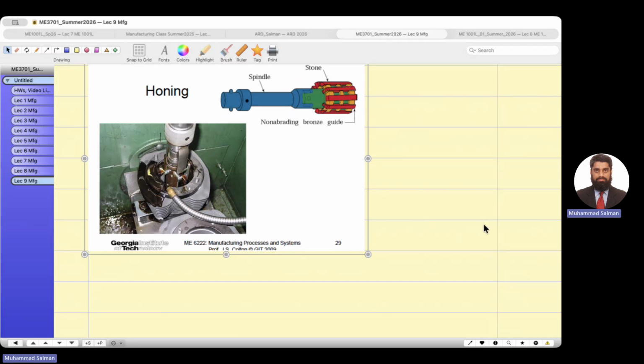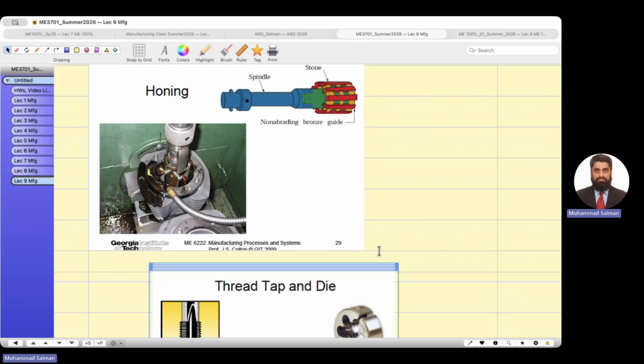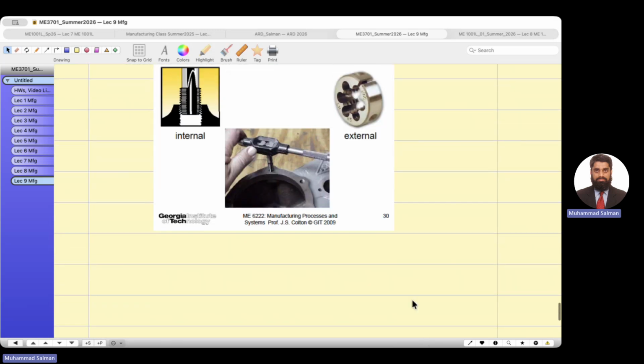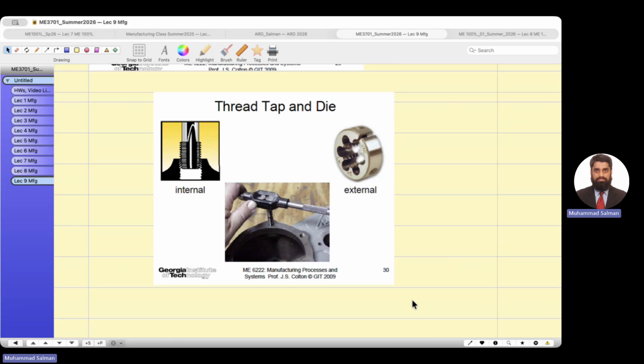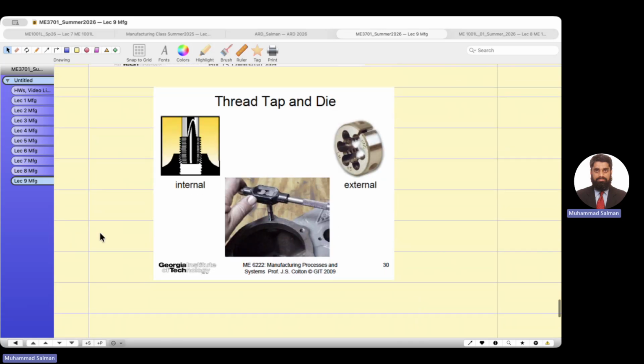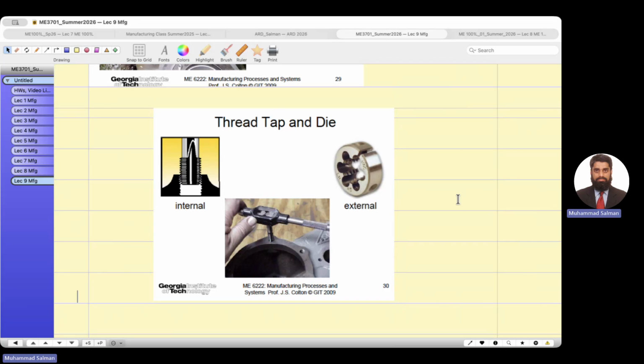Another cutting operation is thread taps and dies. I have used them, and you, being a mechanical engineer, should also know how to use them. We have taps, which are used to perform internal threading, and for external threading you can screw on the die.